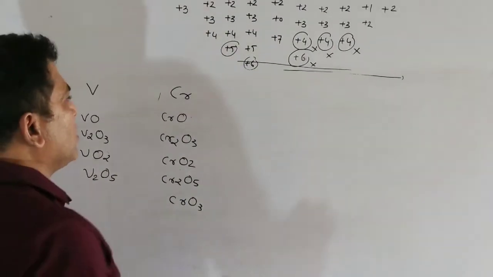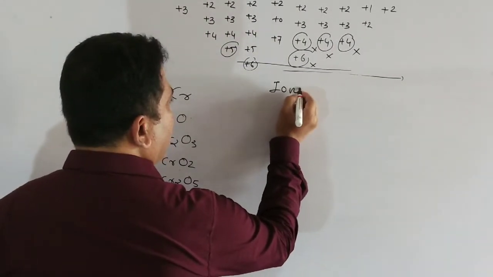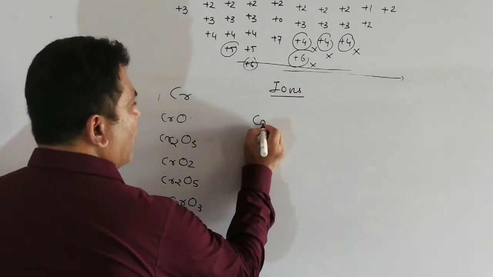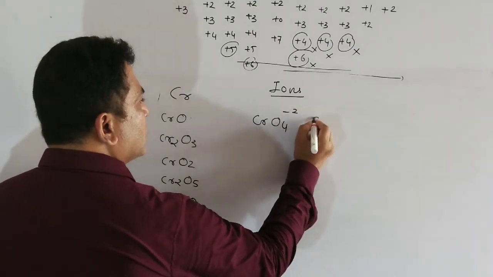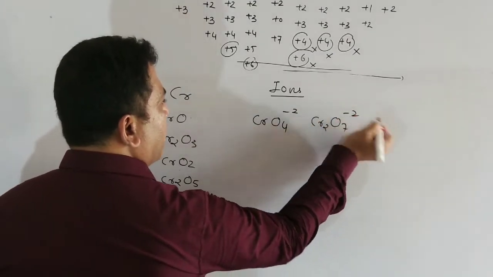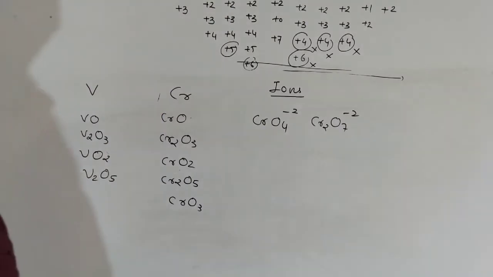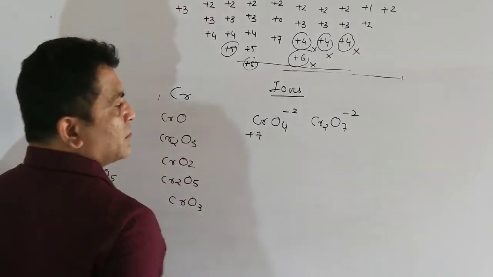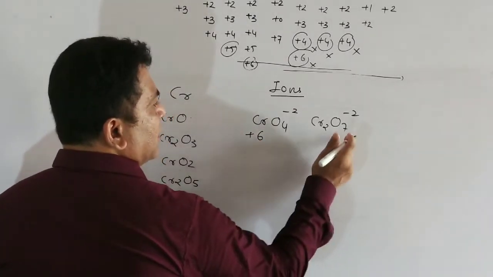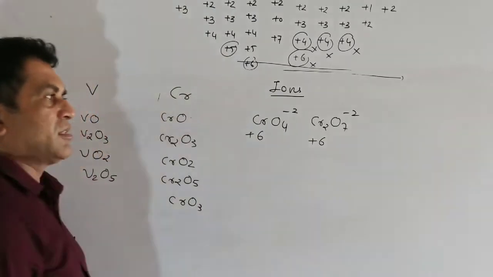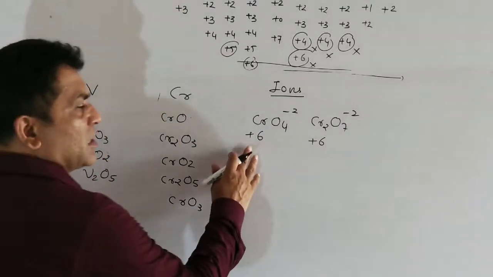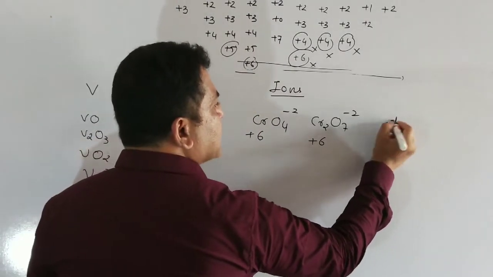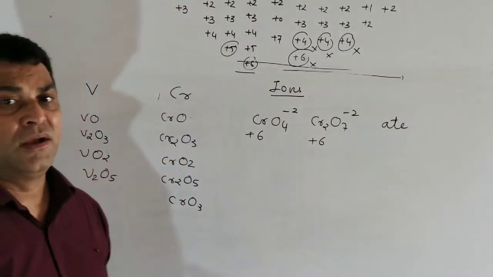Okay, now we are going to study ions of Cr. Very famous ions of chromium are CrO4 2- and Cr2O7 2-. These are the very famous ions of chromium. And dear students, here the oxidation state is +6, and here also +6. This +6 oxidation state is the highest for chromium. That's why we have to use the suffix -ate, and then pronounce it.